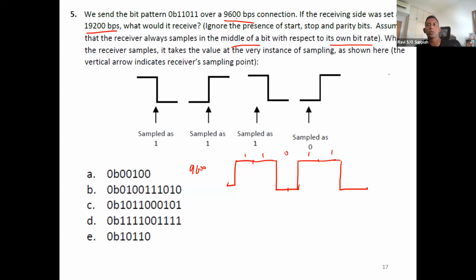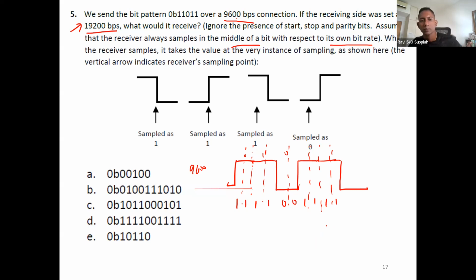Now the receiver is going to sample it at double the bit rate, and we say that the receiver samples in the middle of a bit with respect to its own bit rate. So if it is double the bit rate, it is basically going to take 2 samples per bit. Instead of this representing 1 bit, it is going to represent 2 bits, and this another 2 bits, and so on, because I'm now sampling 2 times per bit. So this will be interpreted as 1 1 1 1 0 0 1 1 1 1. You're just splitting up each bit into 2 separate samples.